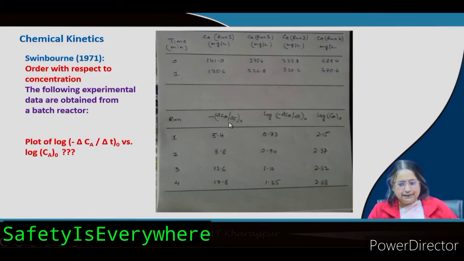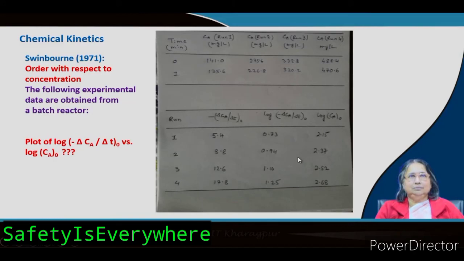So, you get this value, then you have to take the log of this value, that is nothing but this one, then log Ca, this is the initial concentration. So, the log values of the initial concentrations, you have to plot these values against these values, and then you have to see the slope of the straight line. Then you can easily find out the order of the reaction.